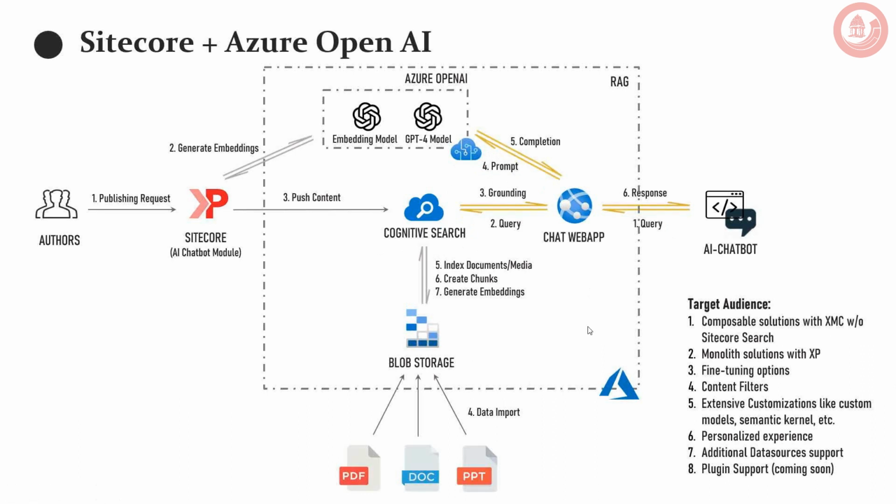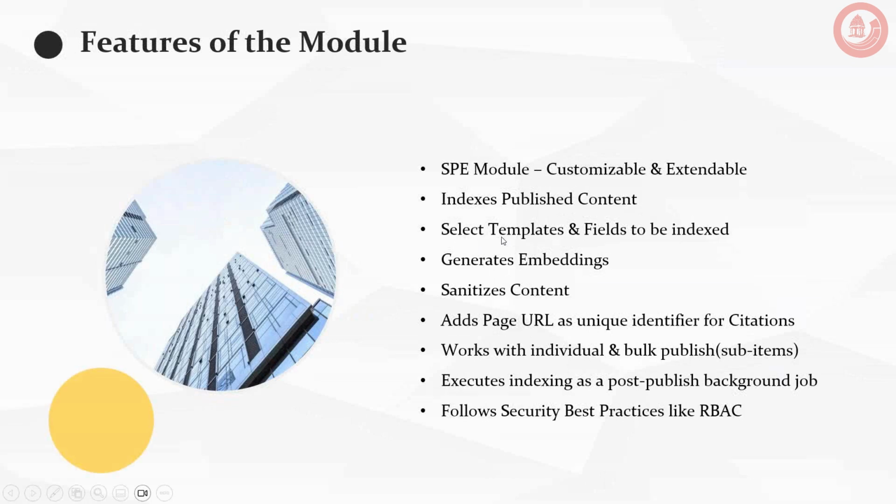Okay. So now these are the features of the module that I mentioned in the previous slide. It is built with the SPA approach, and it's also customizable and extensible. So you can just clone the GitHub repository, take over the serialized files into your system, and then you can tweak those functions as well.